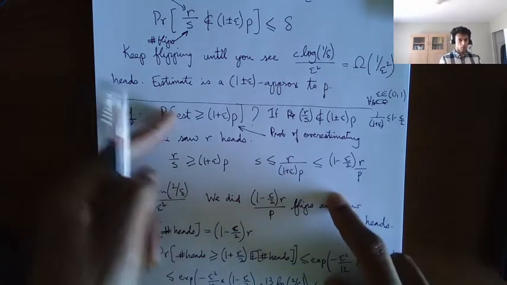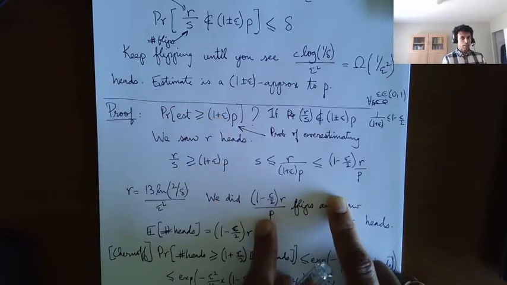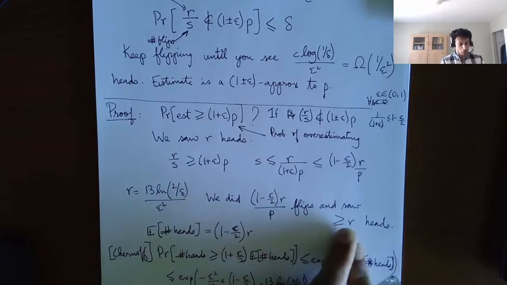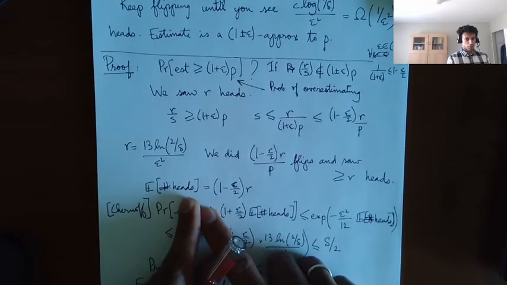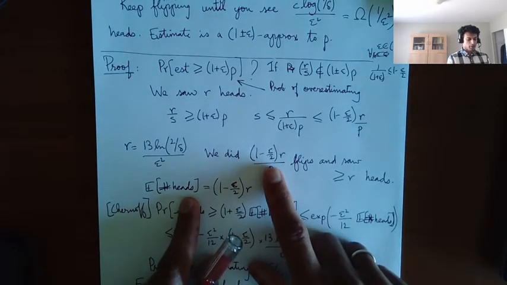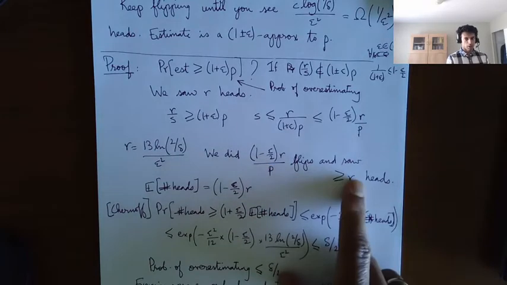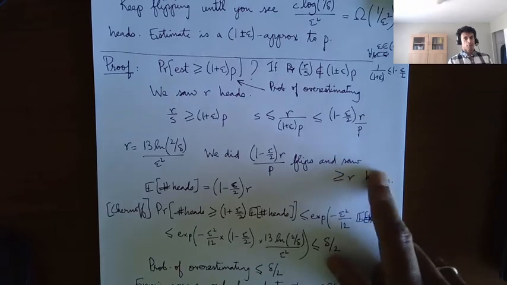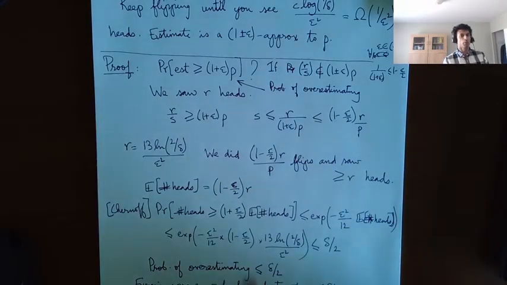So in this situation, when we overestimated, we did (1 minus epsilon) over 2 times R divided by P flips and actually saw more than R heads. The expected number of heads that we should see is just (1 minus epsilon) over 2 times R, but what we saw was R heads. So that means the observation deviated by more than (1 plus epsilon) over 2 times the expectation.